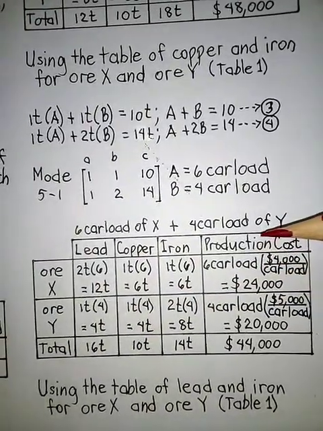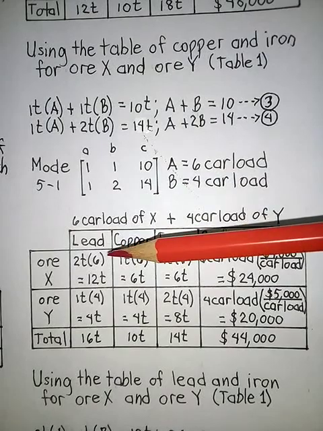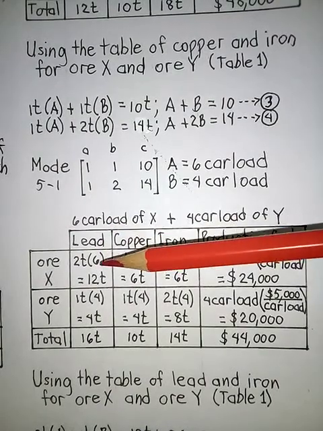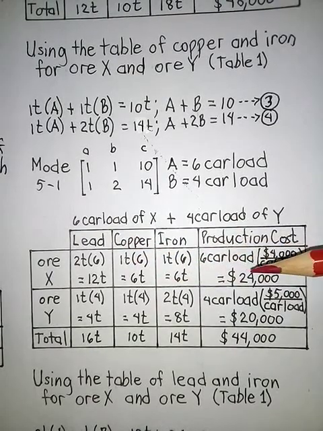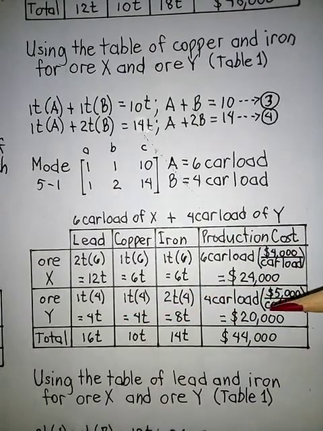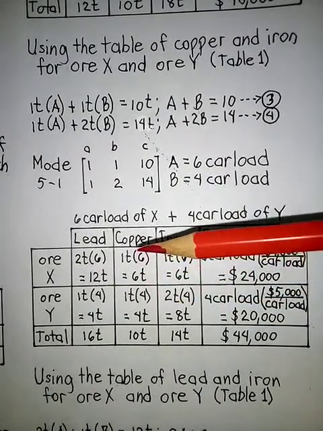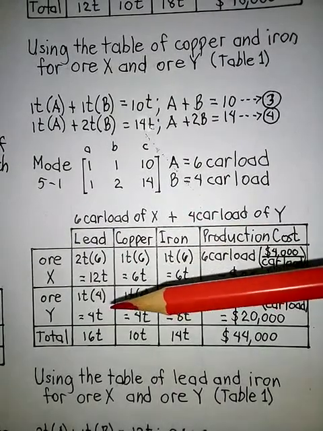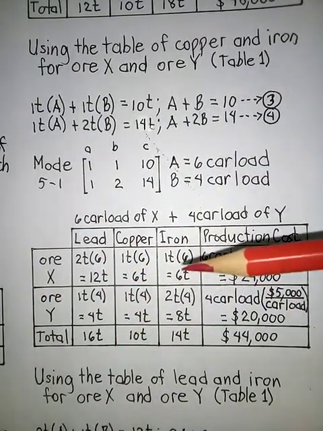So again, if we tabulate that, for every carload of X there are 2 tons of lead, multiplied by 6 carloads is 12 tons. And the same with the copper and iron, so we will get this production cost, $24,000. And for ore Y, we will get a total production cost of $20,000. So for the combination of 6 carloads of ore X and ore Y, we can get 16 tons of lead, 10 tons of copper, and 14 tons of iron.